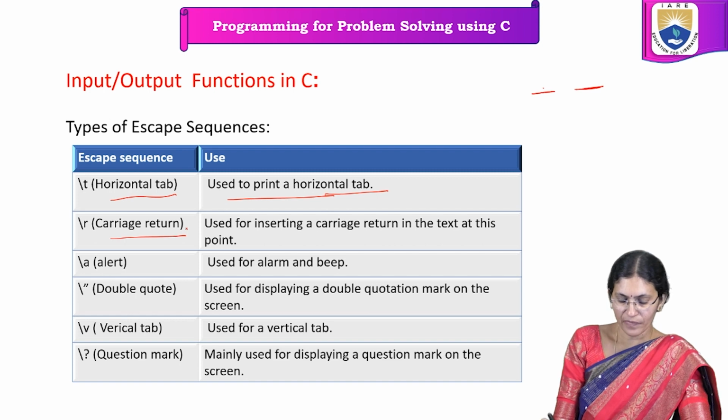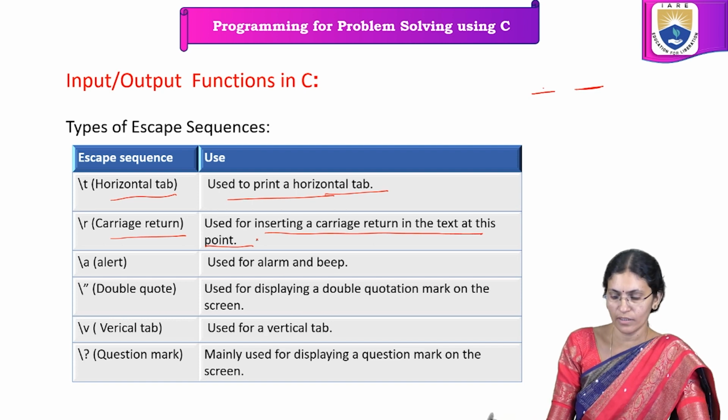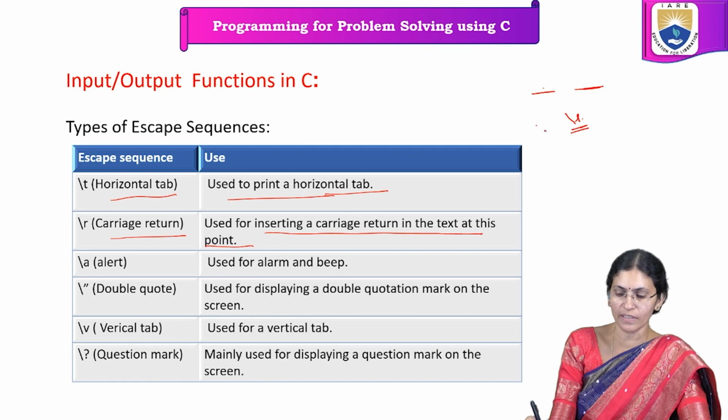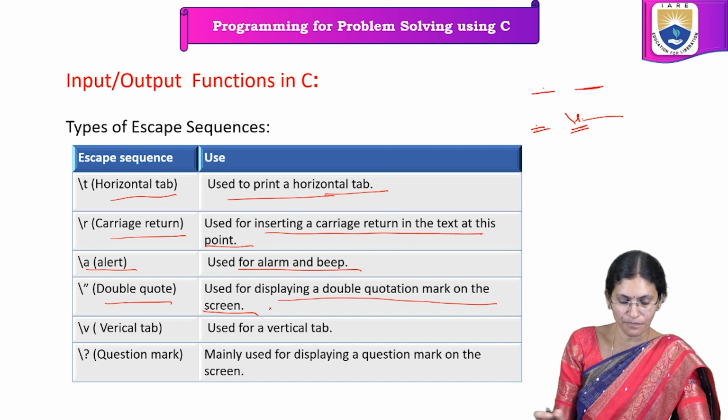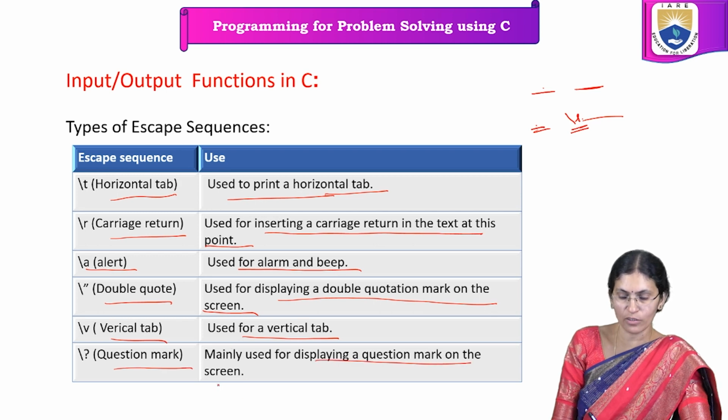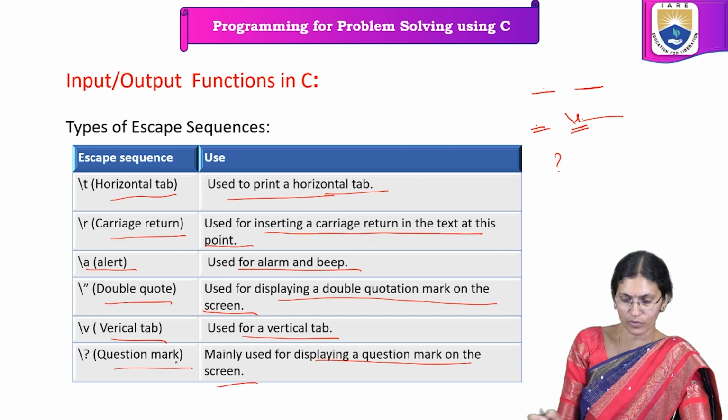Next is carriage return. It is used for inserting a carriage return in the text at this point. Wherever in the program we have this carriage return escape sequence, from this point the cursor will return to the starting of the printf statement. After that, whatever is written after it will be printed. Next, alert is used for alarm and beep. Next, double quotes is used for displaying a double quotation mark on the screen. Then vertical tab is used for vertical tab. Then question mark is mainly used for displaying a question mark on the screen. When we want to insert a question mark on the screen, we use this escape sequence.